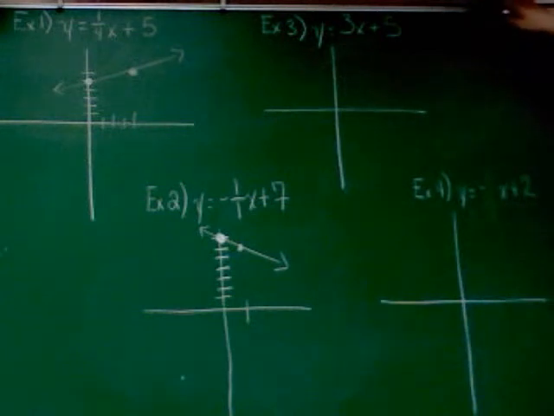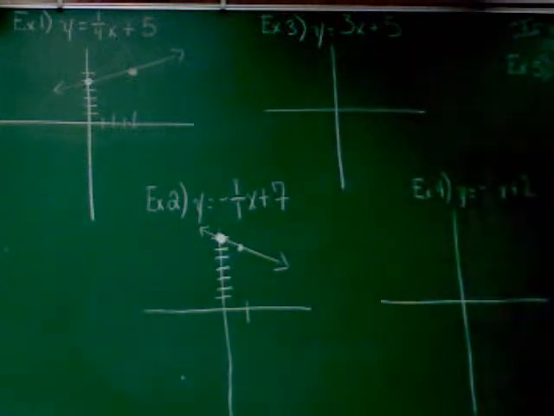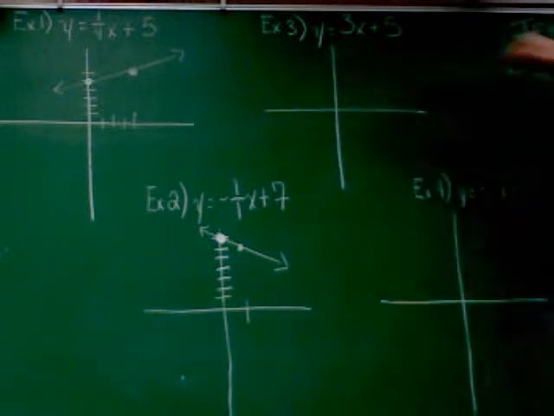Okay, example 3. Y equals 3x plus 5. Okay, so two things we're looking for. Does it say plus? Got that. Good. Other thing we're looking for is slope has to be a fraction.